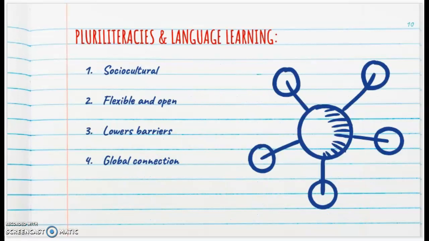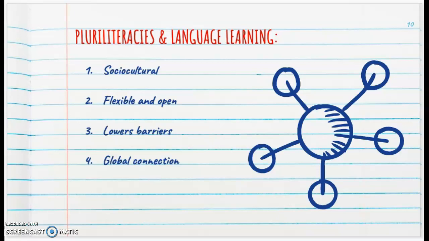Pluriliteracies is a concept that arises in language learning. There are four key factors that it takes into consideration. The first one is a sociocultural factor, considering that interactions are essential to do literacy because they exchange ways of knowing the world and doing things. At the same time, it is flexible and open to constant change.